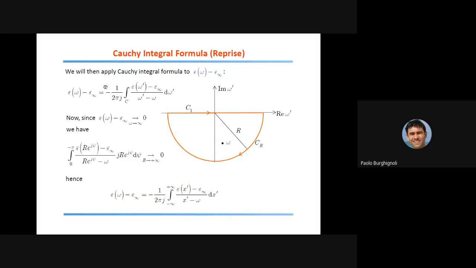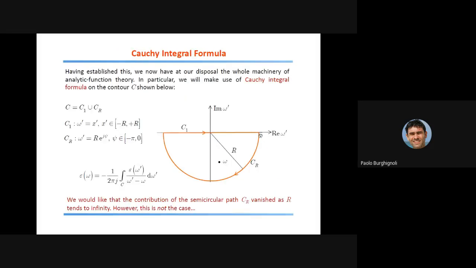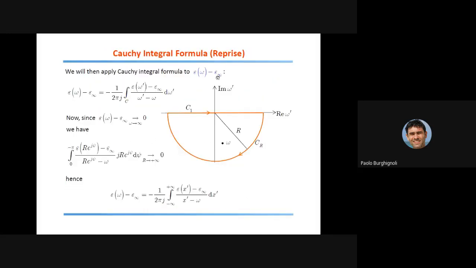Now, since the permittivity does not tend to 0, we cannot neglect the contribution of the integral along this semicircular path. But what we can do is subtract the constant epsilon infinity from the permittivity and apply the Cauchy integral formula to this difference, which is holomorphic as well. So as you can see now, we have at the left-hand side epsilon of omega minus epsilon infinity, and the same occurs in the numerator of the fraction inside the integration here. Now, this difference tends to 0 when omega tends to infinity.